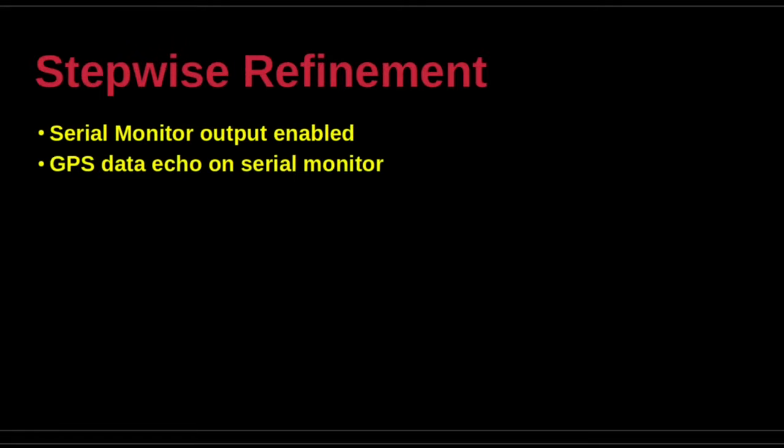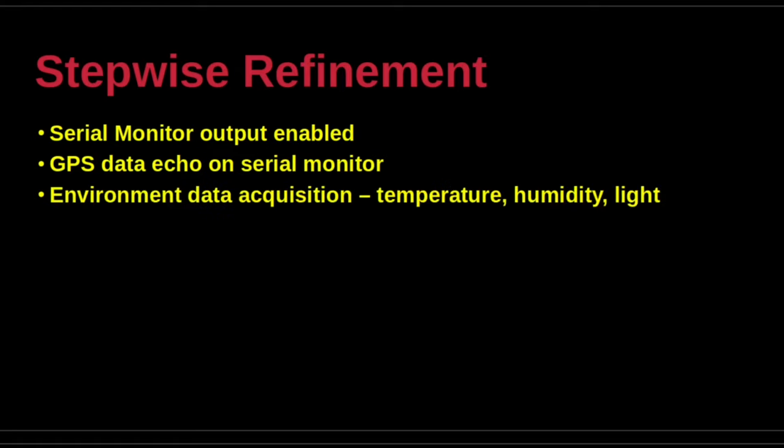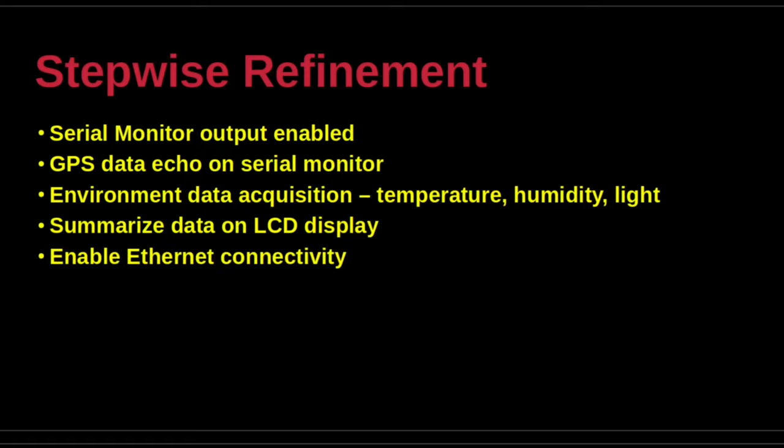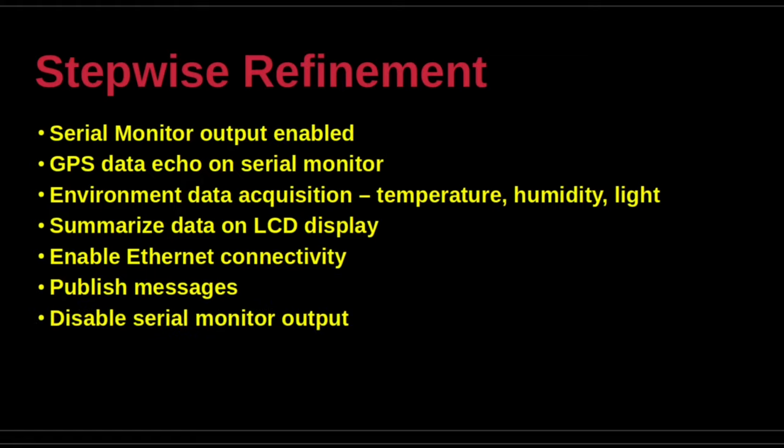The development of the code followed the principles of stepwise refinement. The tests move sequentially through the bulleted list of tests below. Display data in serial monitor window, collect environmental data, display abbreviated data on RGB LCD display, publish messages to MQTT broker, subscribe to messages from another computer through the broker in the LAN.